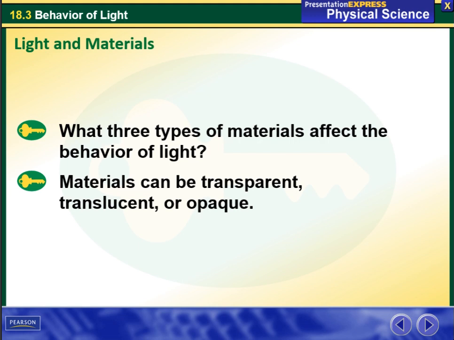During this week, we'll be talking about light and materials. Technically, it's a part of behavior of light. What three types of materials affect the behavior of light? Materials can be classified as transparent, translucent, or opaque.